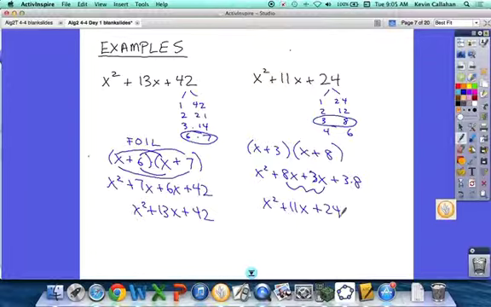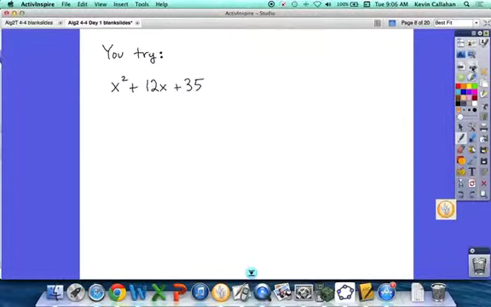Do you remember doing this before? I mean, is this the first time you've seen this in Algebra 2, or did you do it in Algebra 1 a little bit? Okay. So try this one. See if you could figure out how to factor that one.